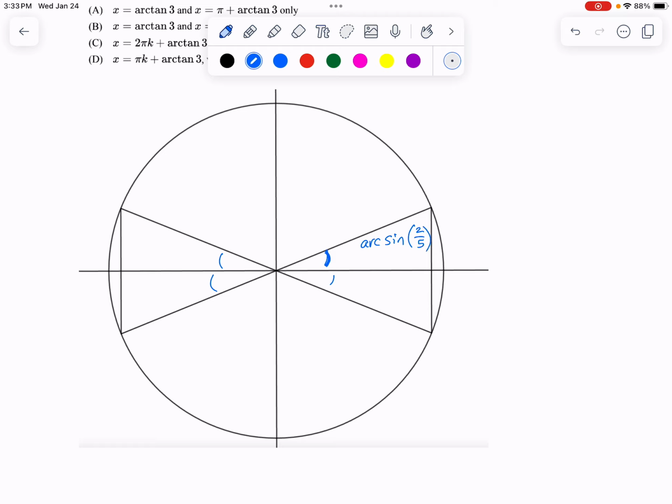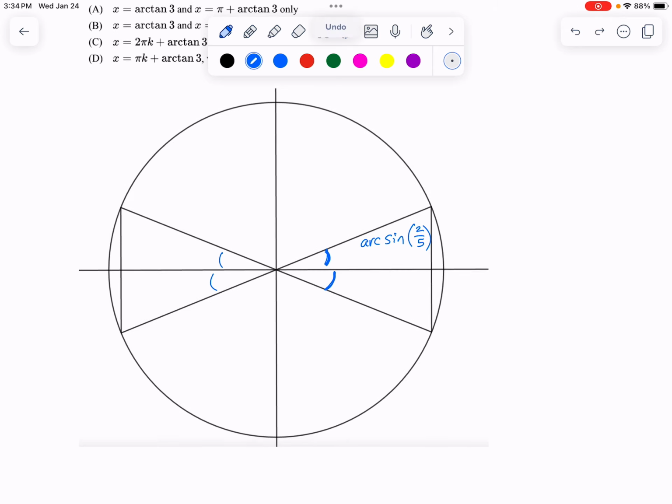If this is arc sine of 2/5, you could think of this as 2 and this as 5. You're finding the angle whose opposite over hypotenuse is 2/5, but this angle down here would have a -2 and still a +5. So this angle is going to be arc sine of -2/5.